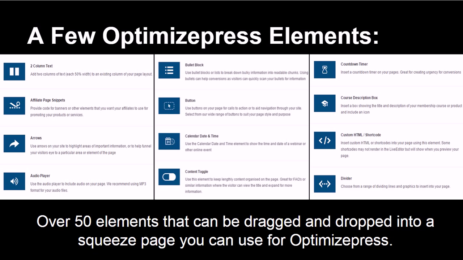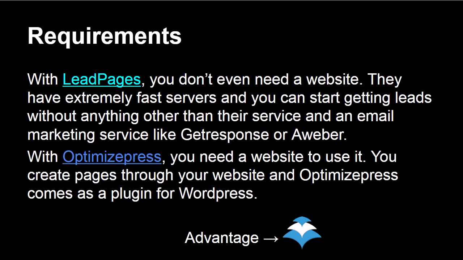When it comes to requirements, Optimizepress requires a little more because it's actually like a WordPress plugin. So you've got to have a WordPress site, you have to have hosting, you have to have a domain, you have to have all that stuff to be able to use Optimizepress.